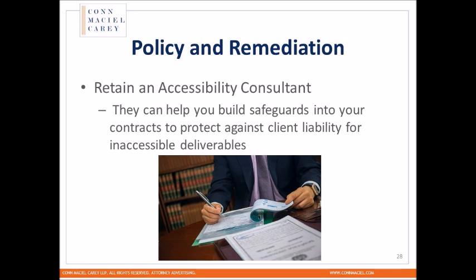I'm sure many of you have been contacted by various consultants, and you really want to vet them, make sure they're the right vendor for you and for your project. And again, think about whether you want to do that in conjunction with your legal counsel, because it really can help safeguard against liability going forward.